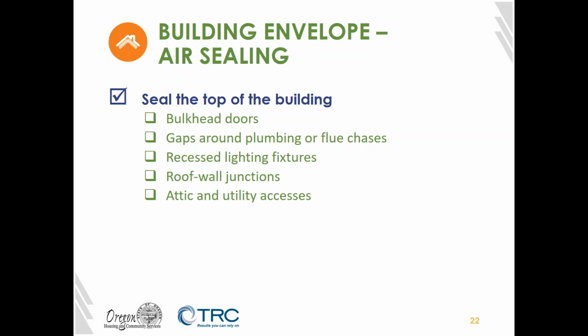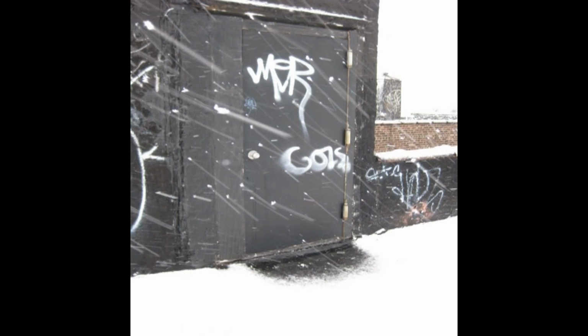If you're dealing with an existing building and you want to start air sealing it, you generally want to start at the top of a building. We want to seal the bulkhead doors at the top of our stairways, any gaps around plumbing or flue chases, recessed lighting fixtures, roof wall junctions, as well as attic and utility accesses. So this is a bulkhead door. Does anyone see a sign that we might have a problem?